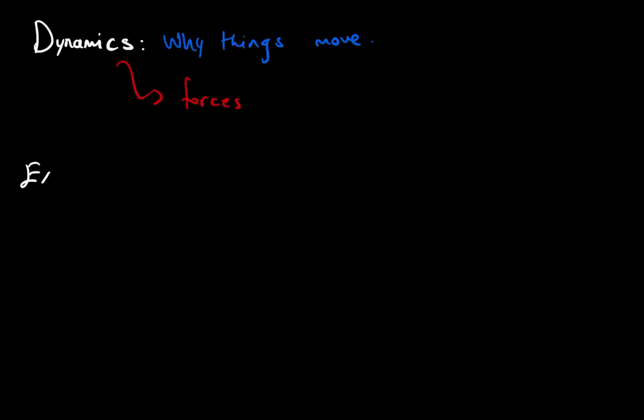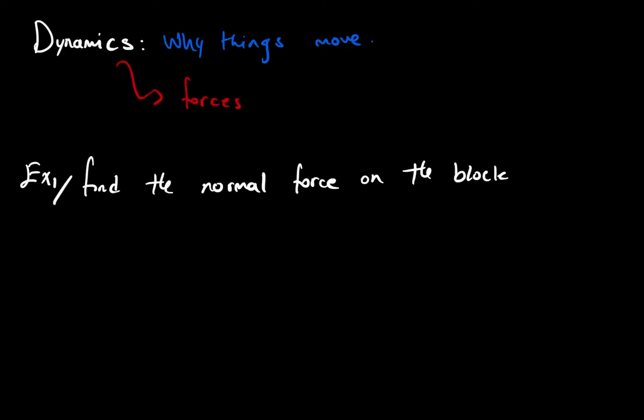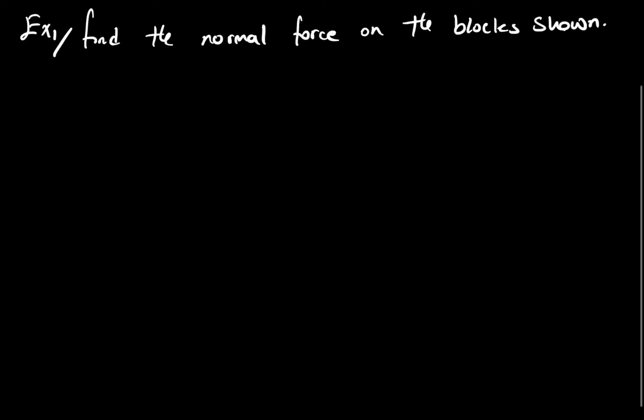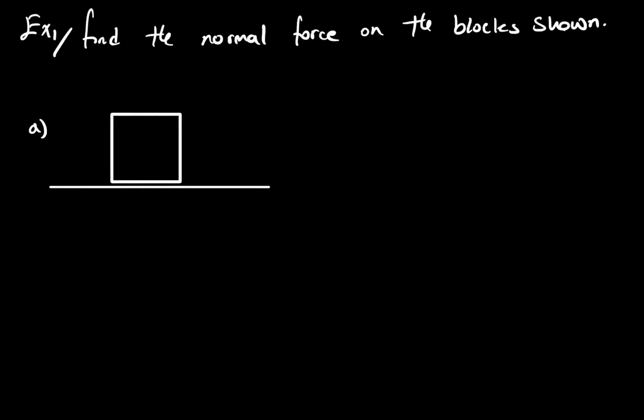So example number 1, the question says, find the normal force on the blocks shown. First of all, we do know that the normal force is simply a force that the surface the object is placed on exerts to not allow that object to break it. So let's imagine we have a rectangular box, a square box, and it's placed on a table.